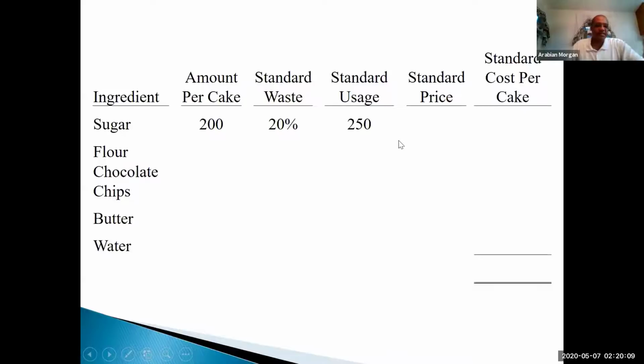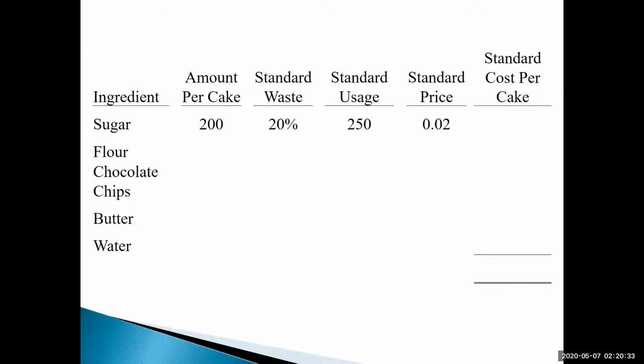Now, that's some mathematical games there. We probably won't need to look at that too much more. But look at the standard price here. The standard price for sugar is, as stated in the problem, 2 cents per ounce. So the standard price column is a dollar amount column.